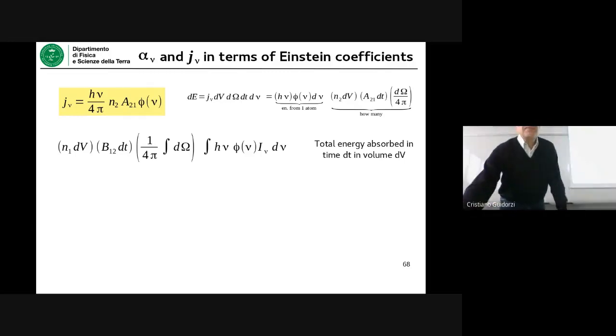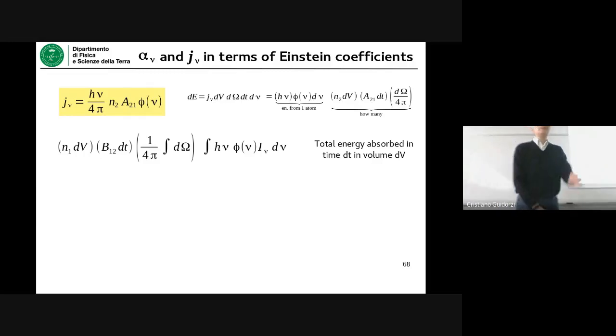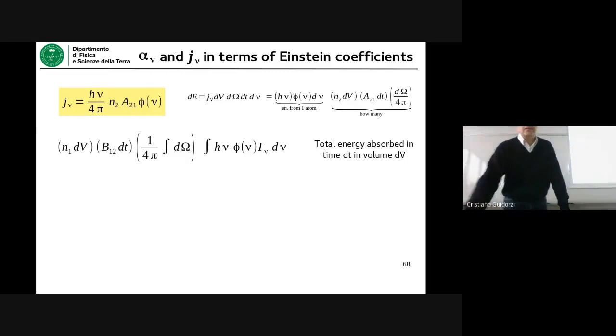J nu is the integral in d omega of I over 4 pi. So the second term is just reminiscent of the definition of J nu as a function of I. J nu is the integral of I in d omega over 4 pi. Here is the guy. But where is I? I is here, I nu.